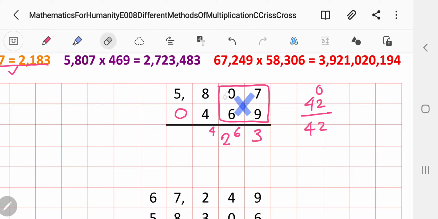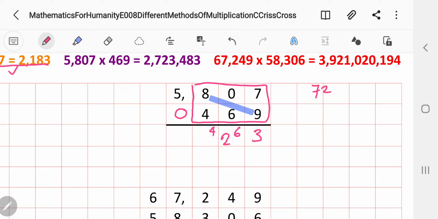So let's increase again the enclosure, covering 3 columns. So we will do this 3 columns here. We will crisscross this. So this is now 8 times 9 would be 72. And then we have 4 times 7. 4 times 7 would be 28.